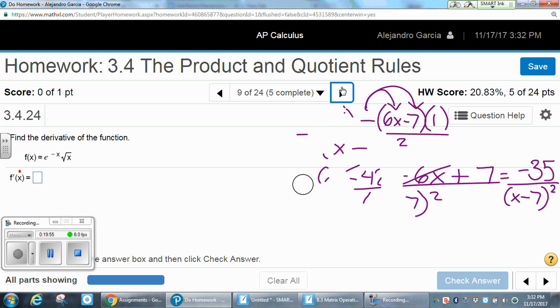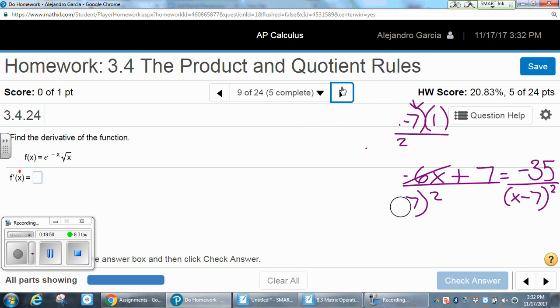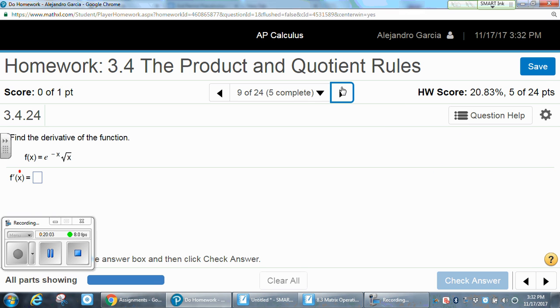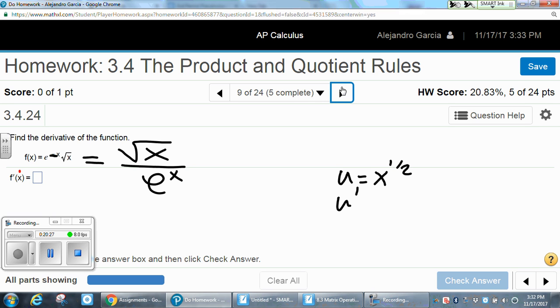Well, if we distribute it, it will just look the same. Another form of it will be something like over e to the x, because if the exponent is negative, we can bring it to the bottom. So let's go ahead and use the quotient rule here. So u will be the square root of x, or x to the 1/2. You know that. u prime will be just 1/2 of x to the power negative 1/2. Why is it to the power negative 1/2?